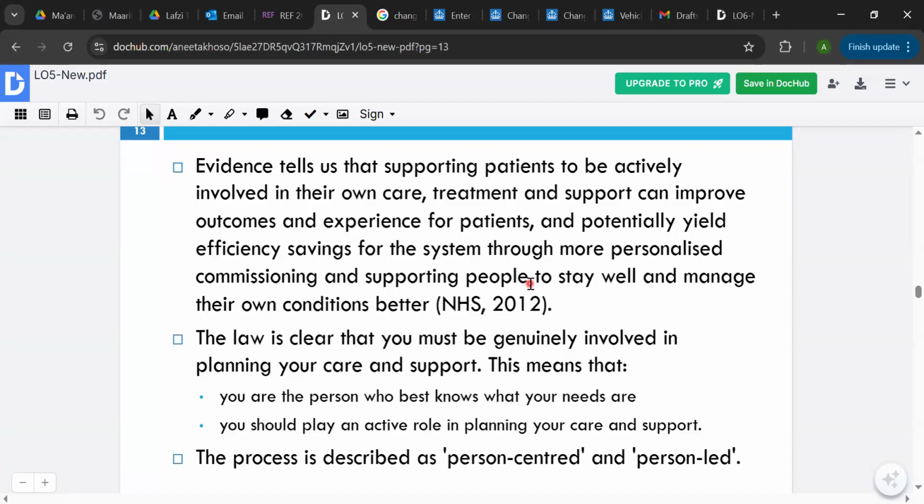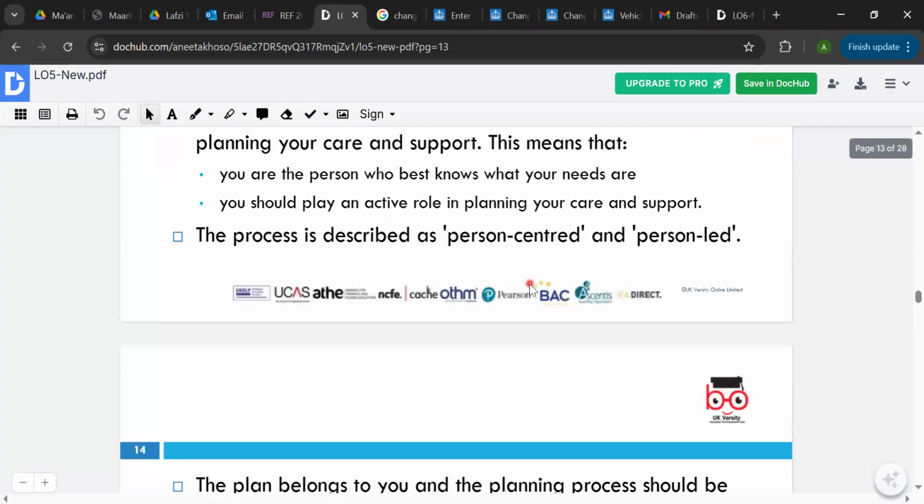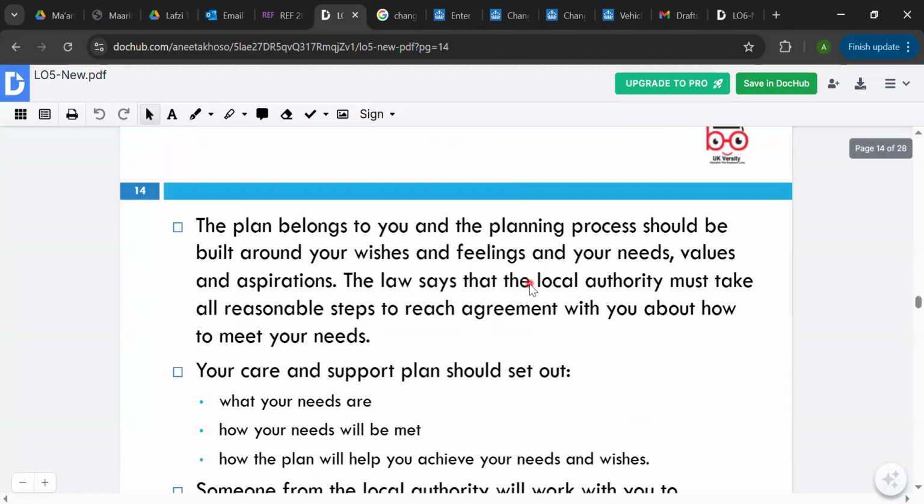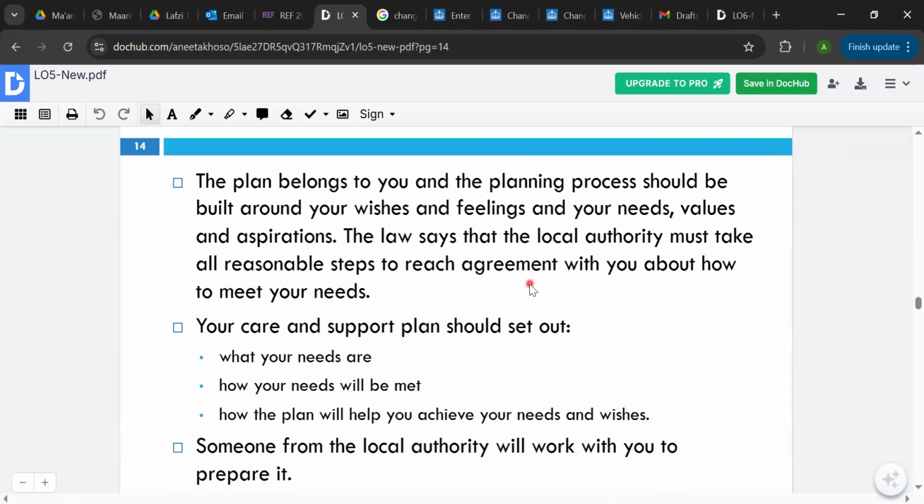The law is clear that you must be genuinely involved in planning your care and support. This means that you are the person who knows best what your needs are. You should play an active role in planning your care and support. The process is described as person-centered and person-led. This plan belongs to you, and the planning process is about you.